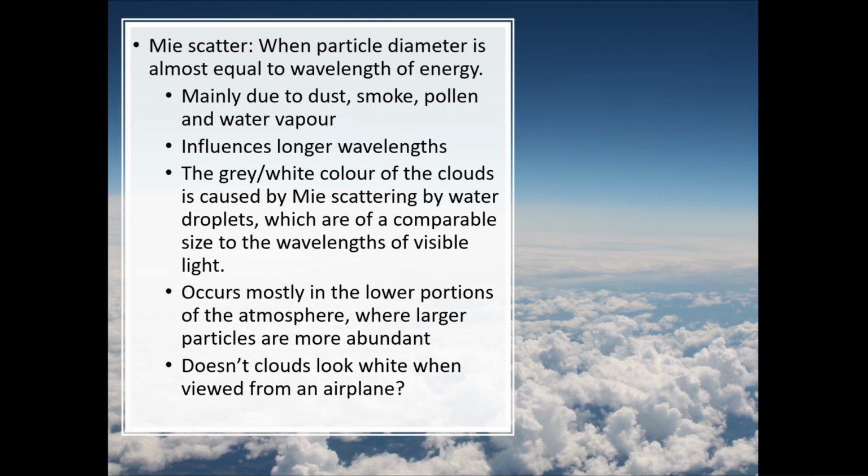This occurs mainly in the lower parts of the atmosphere where larger particles are more abundant, and it further dominates when the cloud conditions are overcast. All right. So the particle diameter is equal to the wavelength of energy, and mainly the particles that affect it are dust, smoke, pollen and water vapor, right? So you see water vapor there. Clouds appear white, right? Do you know why clouds appear white? Why do clouds appear white?